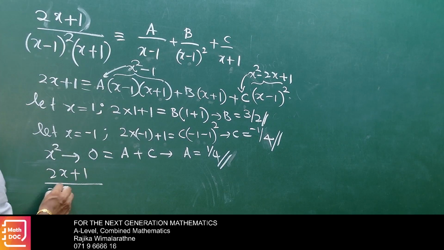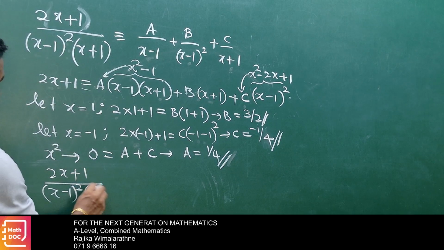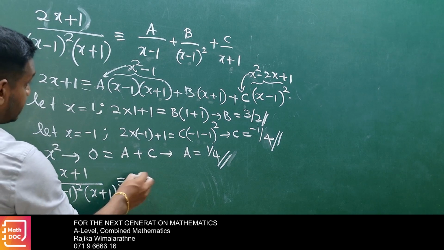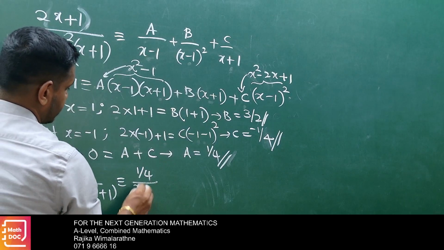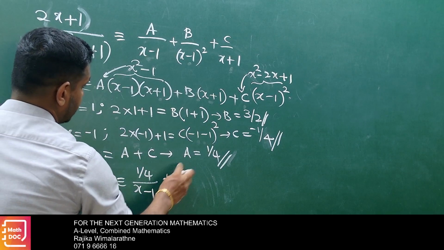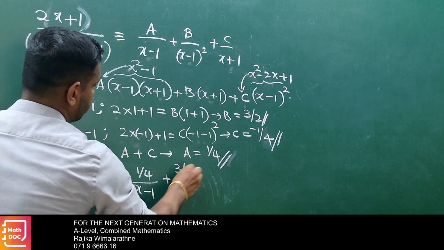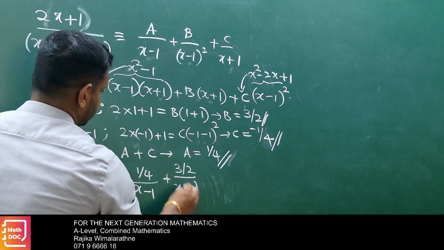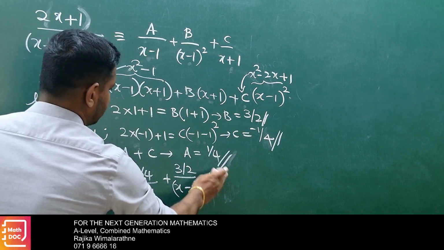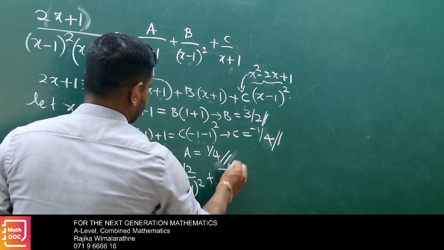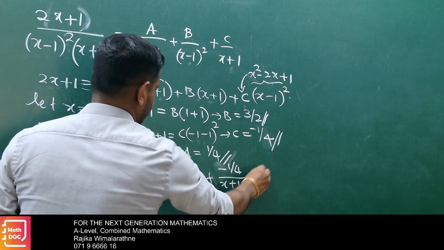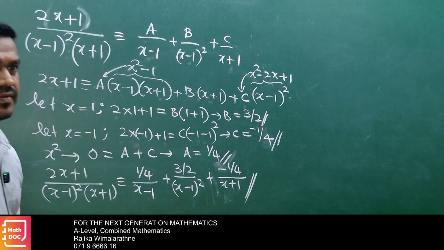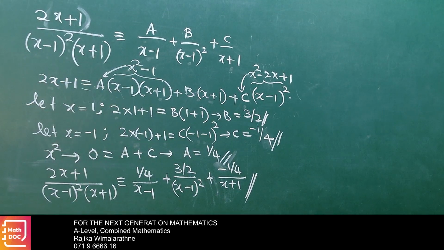2x plus 1 over x minus 1 squared times x plus 1: A means 1/4, B means 3 over 2, C means minus 1/4. Here it is. Okay, do that example.